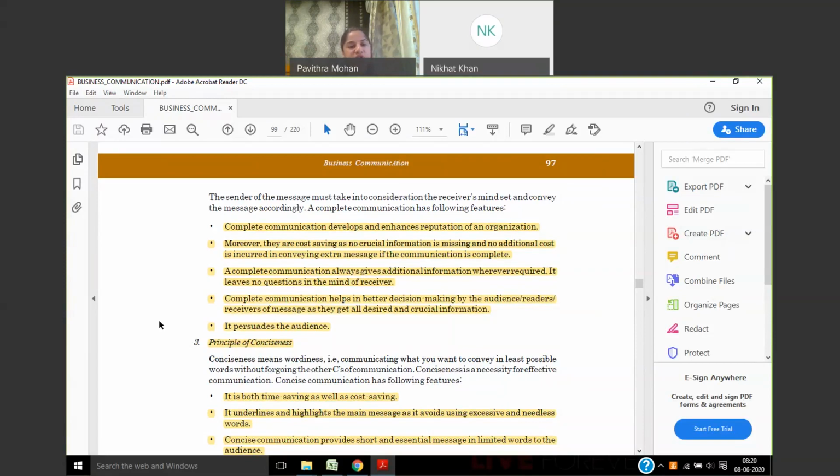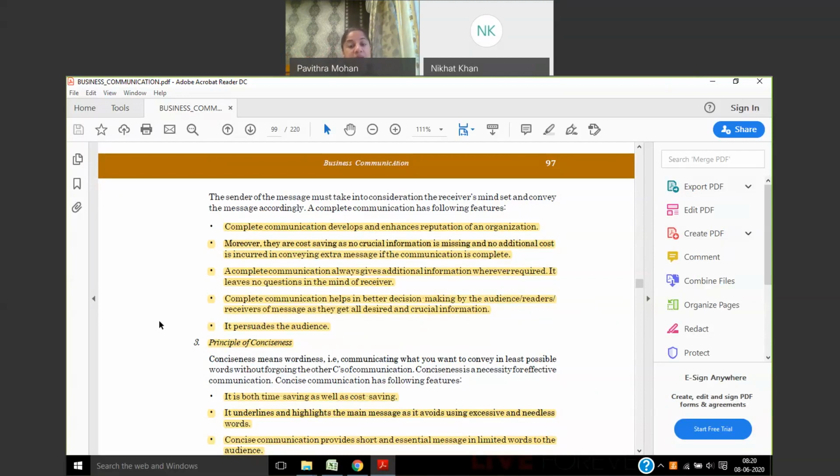A complete communication always gives additional information whenever required. It leaves no questions in the mind of the receiver. So when information is being sent from me to the receiver, and additional information is required, I immediately start responding to it. It makes sure that the receiver gets the entire information and there are no doubts in his mind, so it becomes easier for us to ensure that the entire information is passed across.